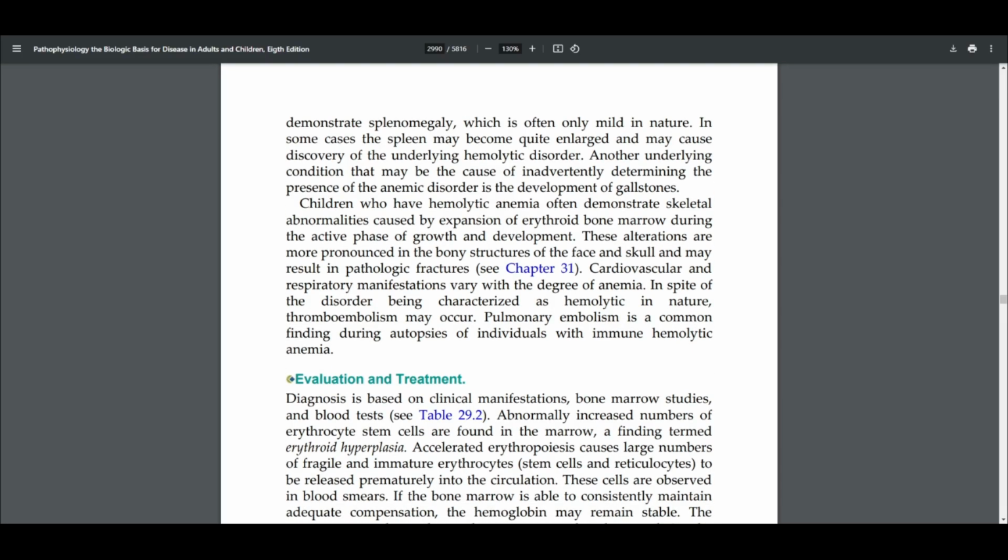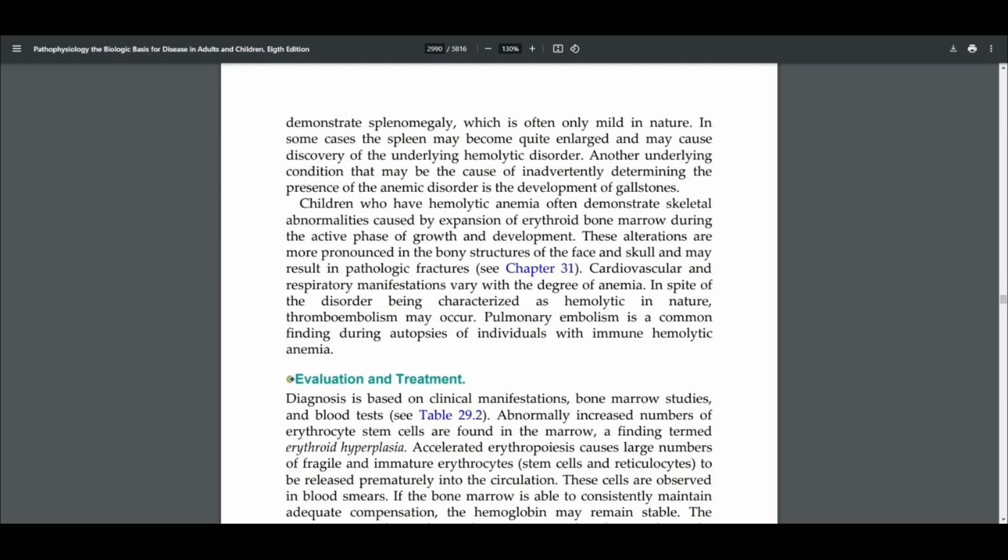Commonly, individuals with congenital hemolytic disorders demonstrate splenomegaly, which is often mild in nature. In some cases, the spleen may become quite enlarged and may cause discovery of the underlying hemolytic disorder. Another underlying condition that may lead to inadvertently determining the presence of the anemic disorder is the development of gallstones.